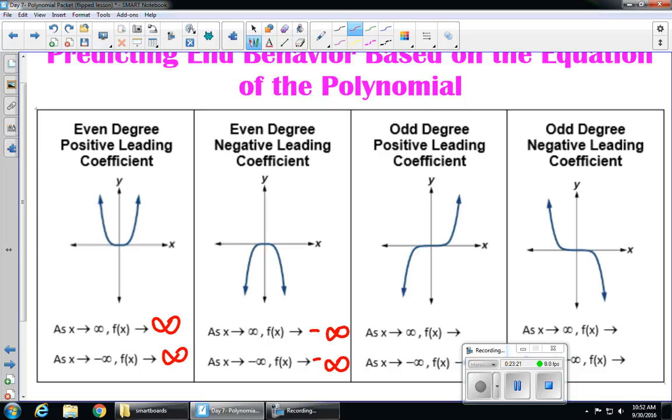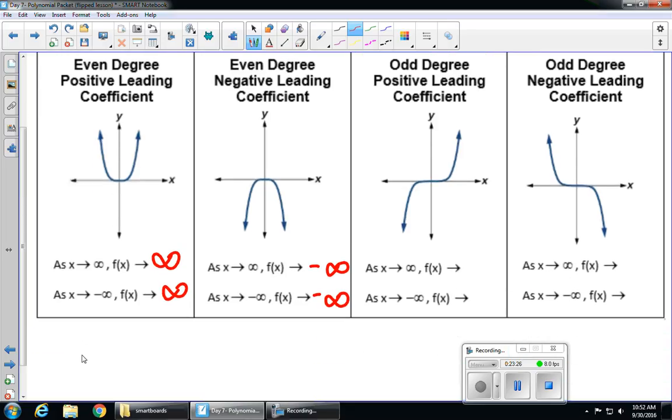Odd degree. Odd is always opposite. So unlike even, where they're both facing in the same direction, odd, they're going opposite directions. One arrow points up, one arrow points down. So as I go to the right, or as x approaches infinity, my arrow is going up, which means that my graph is approaching infinity. As I'm going to the left, as x approaches negative infinity, the further and further left I go, my graph is pointing down. That arrow is pointed down towards negative infinity.